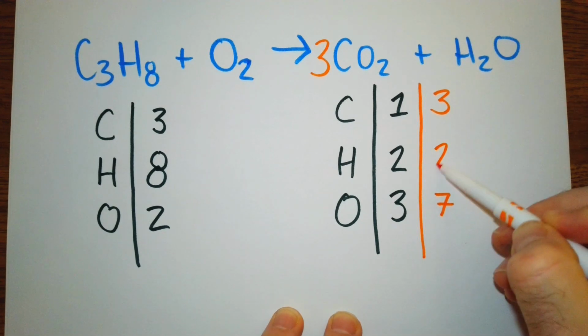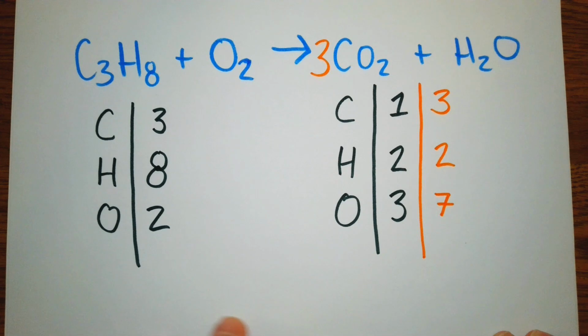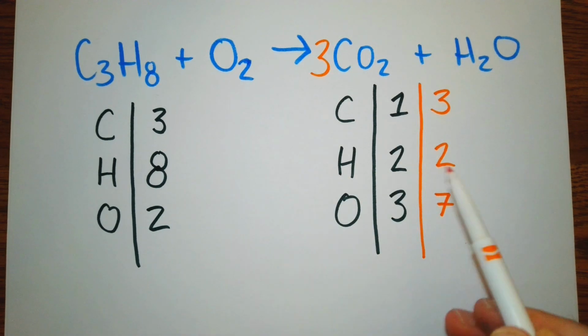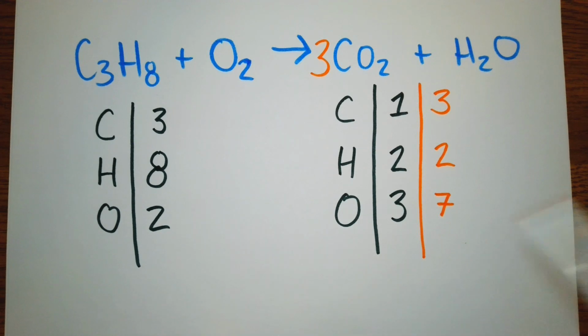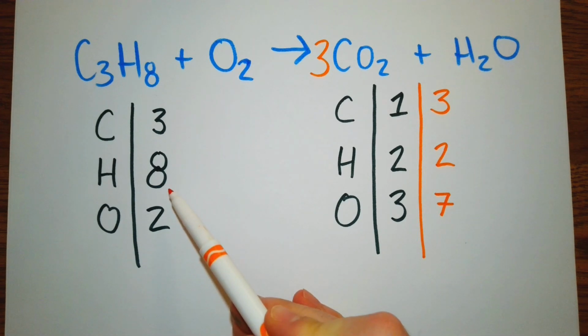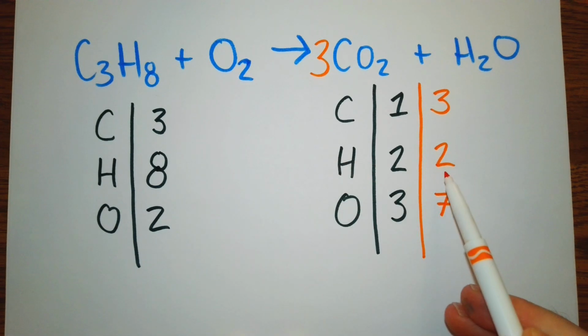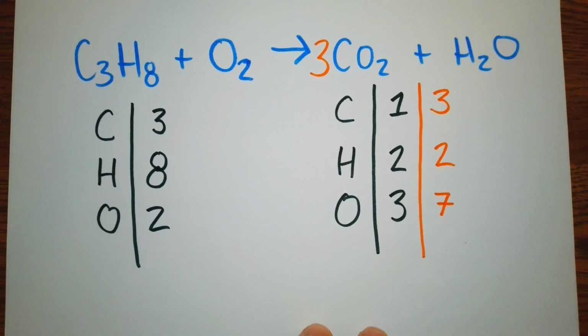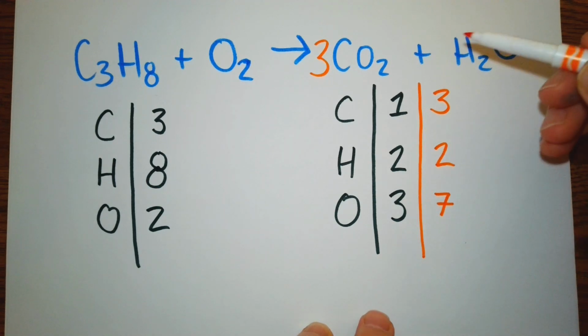We still have 2 hydrogens on that product side. And let's see what's unbalanced. Carbons are balanced. The hydrogens are unbalanced. The oxygens are also unbalanced. So let's see what we can do to balance out the hydrogens, because we want to save oxygens for last. Well, what number can I multiply times our 2 to get the desired 8? Well, 4 times 2 would make that happen.